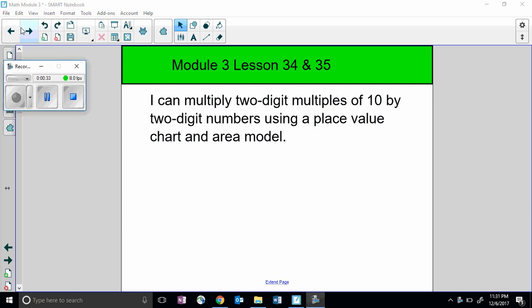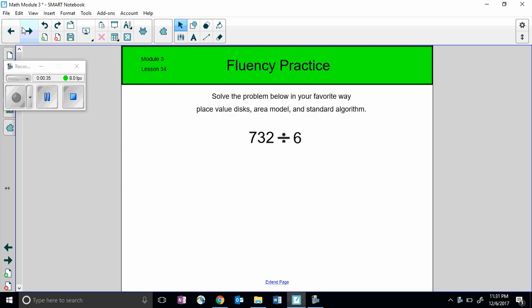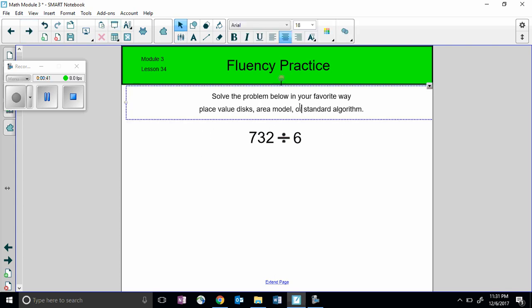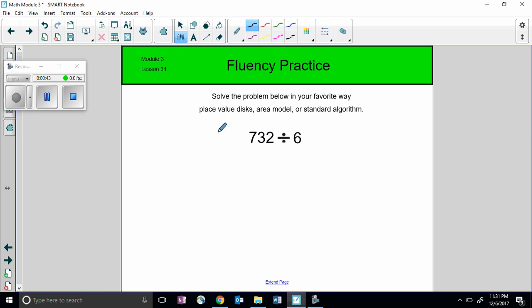Now, if I move this out of the way. Solve the problem below in your favorite way using place value disks, area model, or standard algorithm. This is going to be question number 1 in your math journal or your math notebook. This is going to be one of the ones I check, so go ahead and label it and then move on after you've solved it.